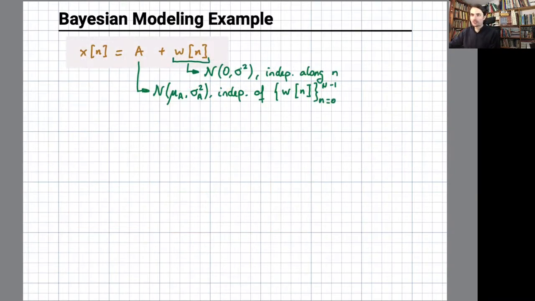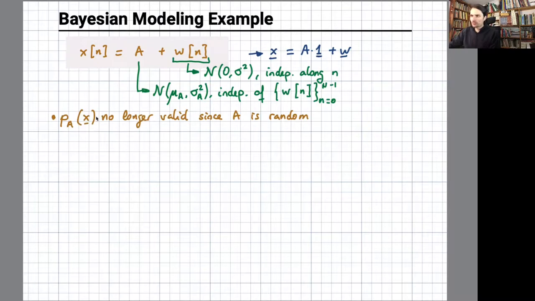Now let us dig a little bit deeper into how we should specify a probabilistic model for doing Bayesian estimation. So first of all, recall that we used this vector notation where vector x collects the samples of the data and vector w collects the samples of the noise. We used to specify the PDF of x for each value of a, right? But this function no longer makes sense because a is a random variable now, right?